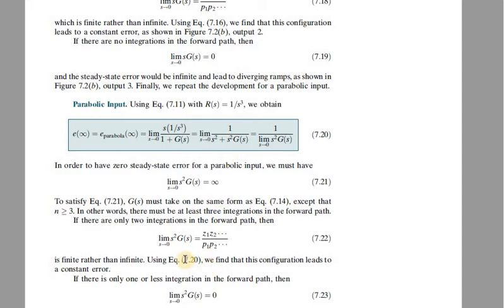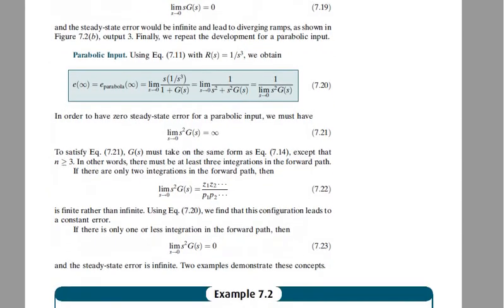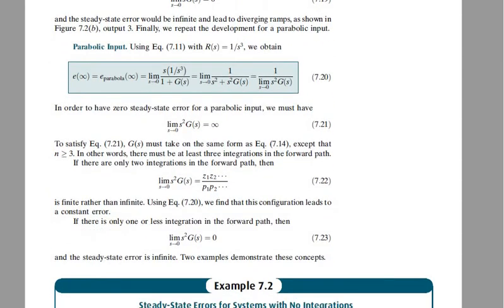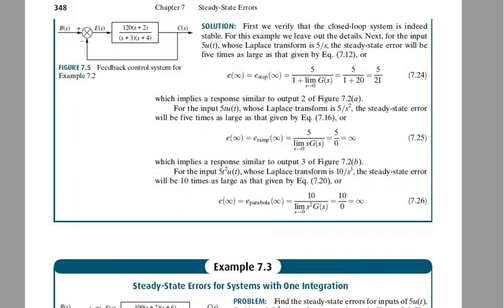Other than that, if you have less than 2 integral, then this term becomes 0 and you have divergent behavior, meaning that the steady state error is infinite.